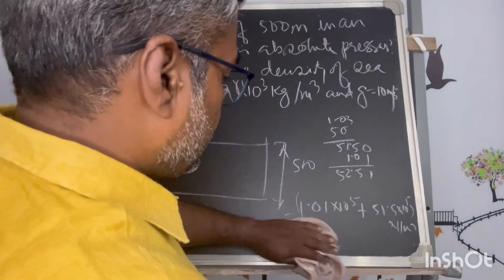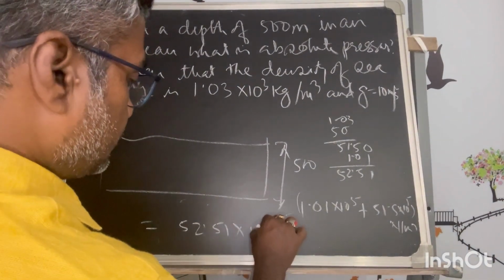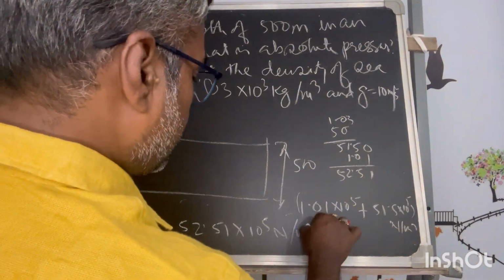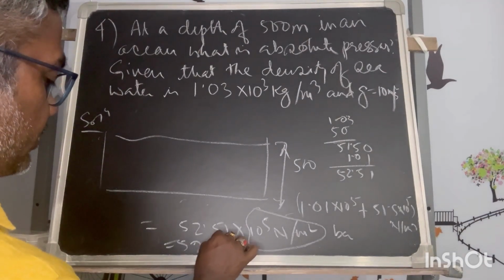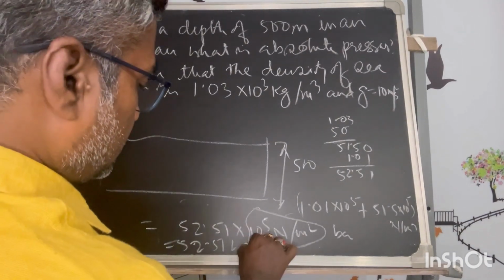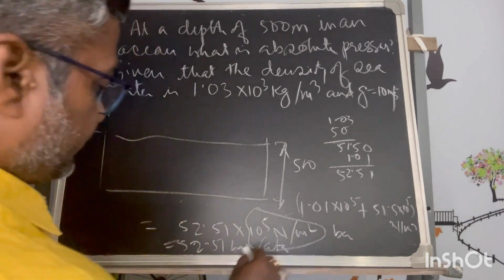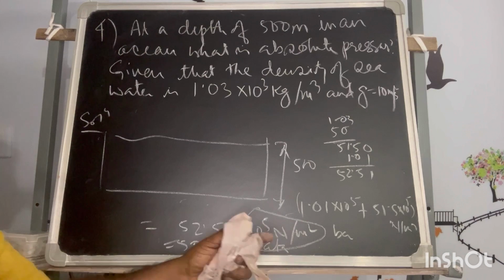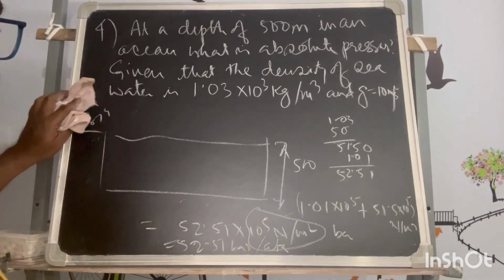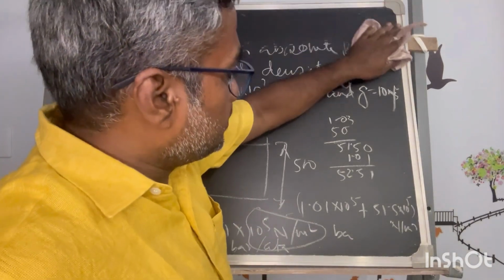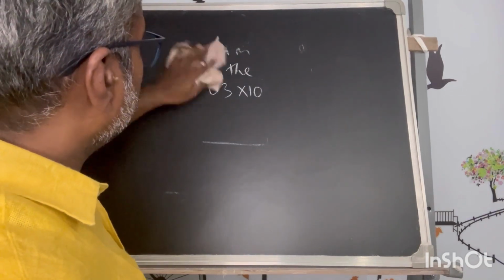Now after calculation, this will become 52.51 into 10 to the power 5 Newton per meter square. This you can say as bar. So now this is equal to 52.51 bar, or approximately this much of atmospheric pressure, you can say this much of atm, because atm and bar are approximately the same. Okay, so here I am just ending this session. In the next session I will move on to problem number 5 and further.